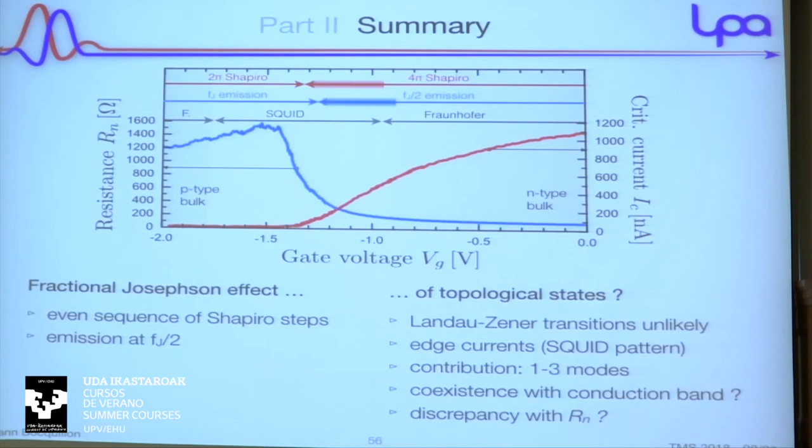And also, the strong features are not exactly where you would expect the quantum spin Hall effect to be stronger, because you're not close to this maximum in the resistance. So there's still some puzzle to be solved. We have some first explanations.